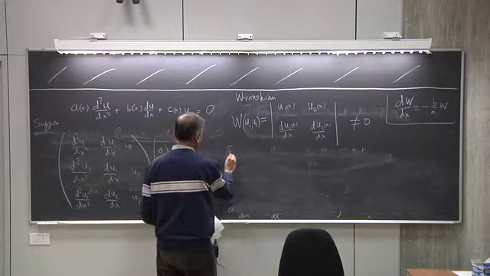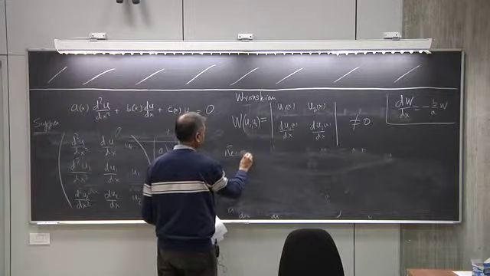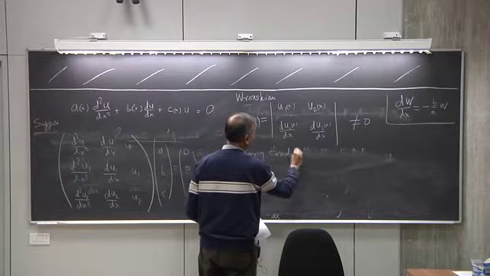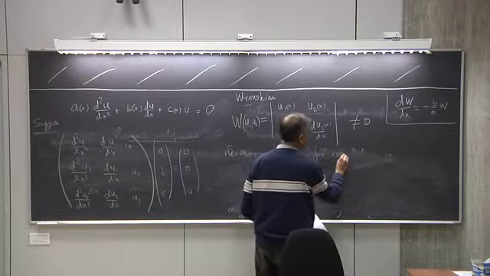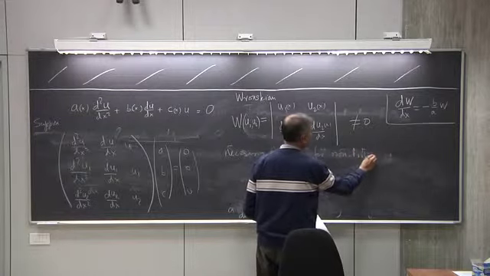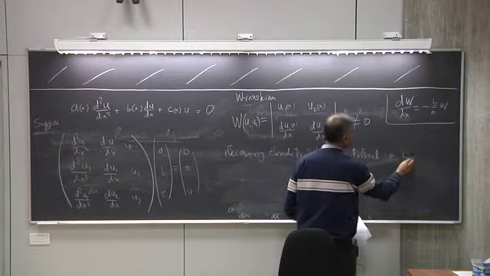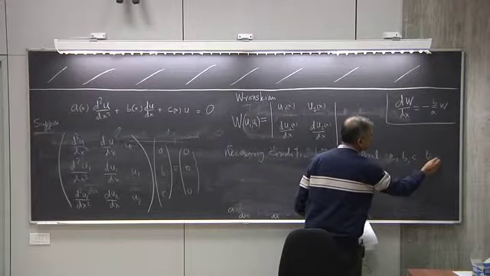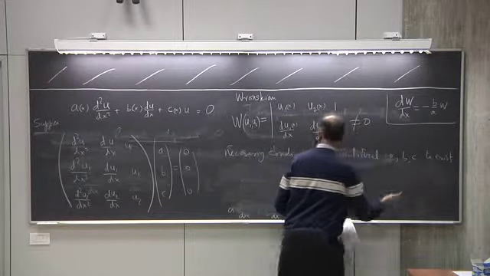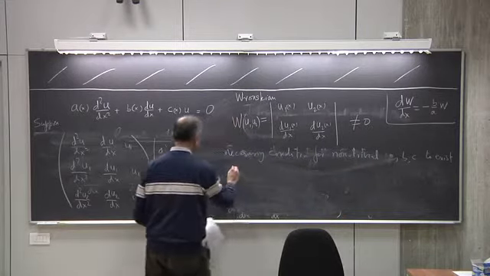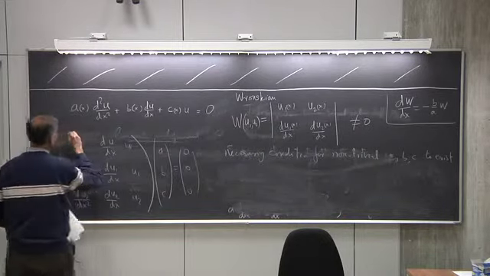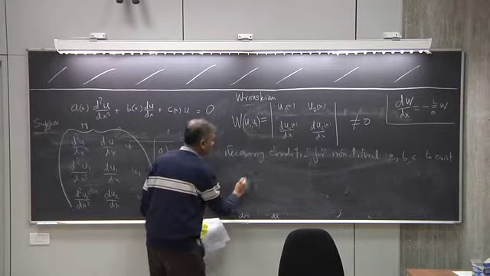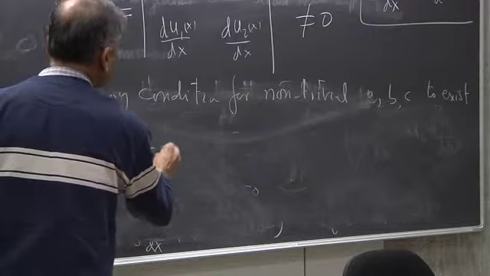So the necessary condition for non-trivial a, b, and c to exist as solutions of this equation is that the determinant of this, let's call this matrix M, right? Then the determinant of M must be equal to 0.